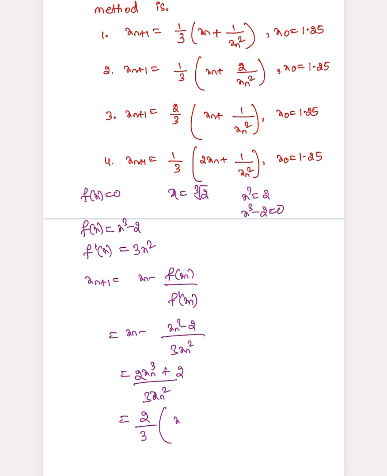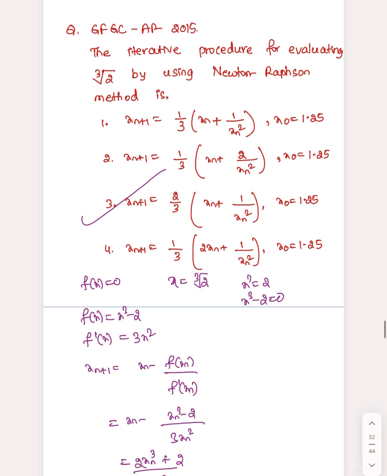This is xn plus 1 by xn square. This is 2 by 3 into xn plus 1 by xn square. Therefore xn plus 1 is equal to 2 by 3 into bracket xn plus 1 by xn square. That is observed in option 3. Therefore the correct option is option 3.